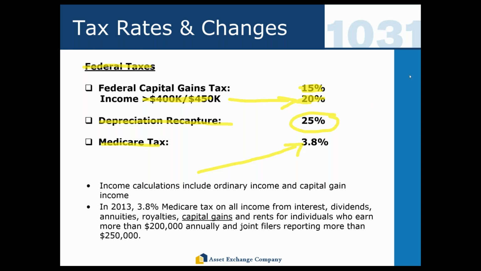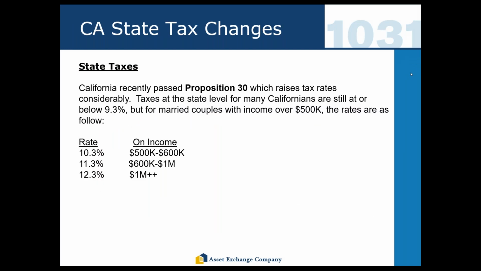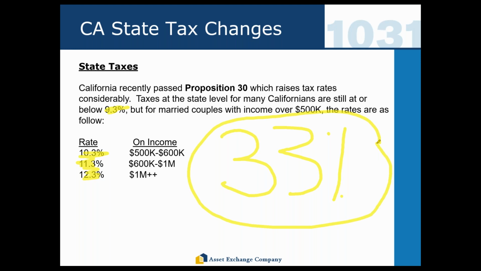Okay, so these are our federal taxes, but wait, we live in California, so we're not done. We're also going to have the state tax, which is going to start at 9.3% and go as high as 12.3%, depending on your income. All right, so when all is said and done, when you blend all of these taxes together, at the end of the day, you're looking at a tax rate of about 33%.